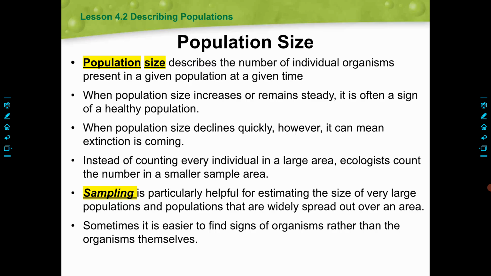Population size. This is just the total number of individuals in a given population at any time. Now, this is a good metric to tell how a species is doing. Problem is, it's not the only one. It's not a perfect metric because it doesn't really give you the full picture.